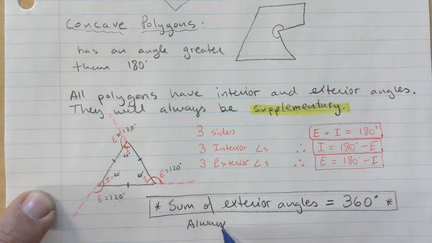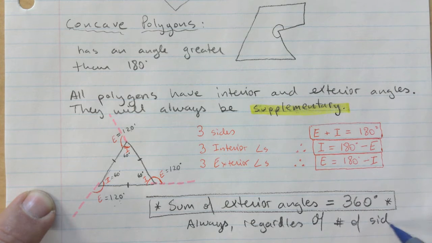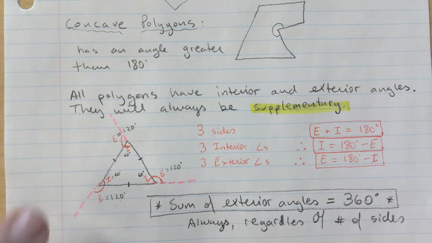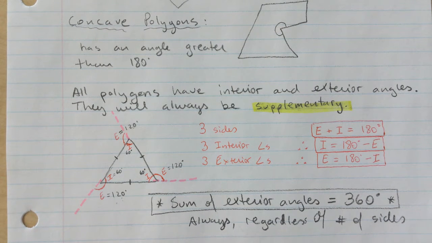Always, regardless of the number of sides. Okay. Regardless of number of sides. Okay. You need to make sure you remember that. If it's a pentagon, hexagon, heptagon, any gon, right? The exterior angles will always be 360.